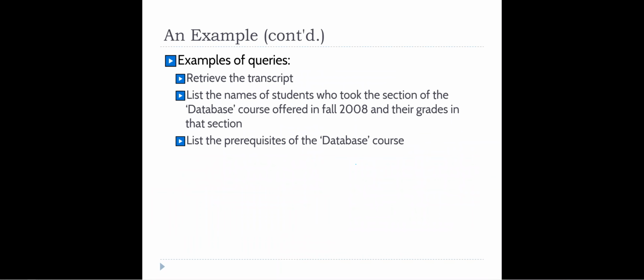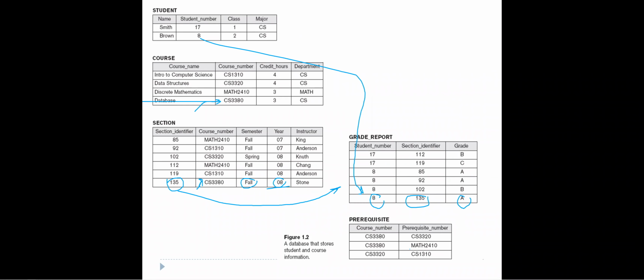List the prerequisites of the database course. Here we can see the prerequisites of the database course. Where's the course number? The course number, we say it's 338. Okay, these are the 2 database course numbers. And here are the prerequisites you need in order to take database. Okay.